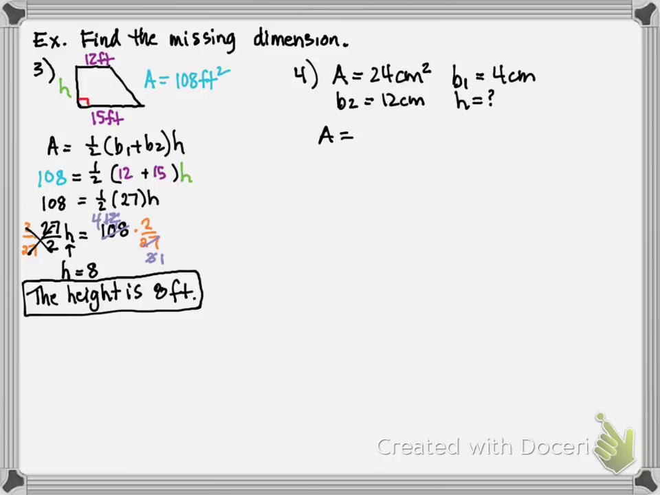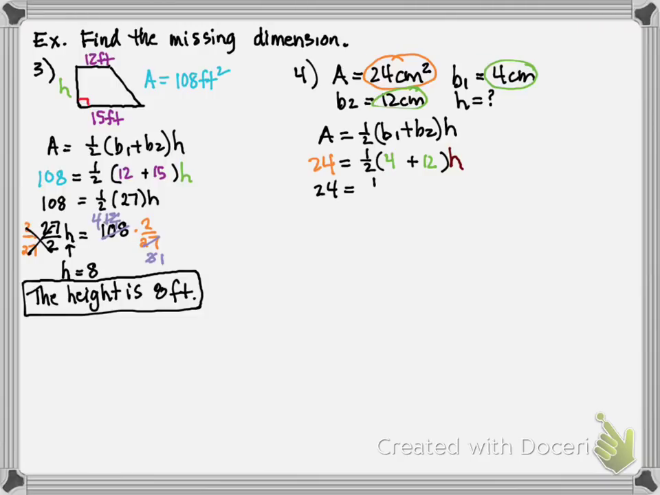So we start with a formula. Half times the sum of the bases times the height. We're going to grab pieces. So for area, we're going to substitute in 24. Equal stays the same, half stays the same. And inside the grouping symbol, we're going to grab the two bases. So we have a 4 and a 12. And we're left with a mystery number H. Okay, so let's do what math we can do. So 24 equals 1/2 times the quantity 4 plus 12, which is 16. And then we have the H.